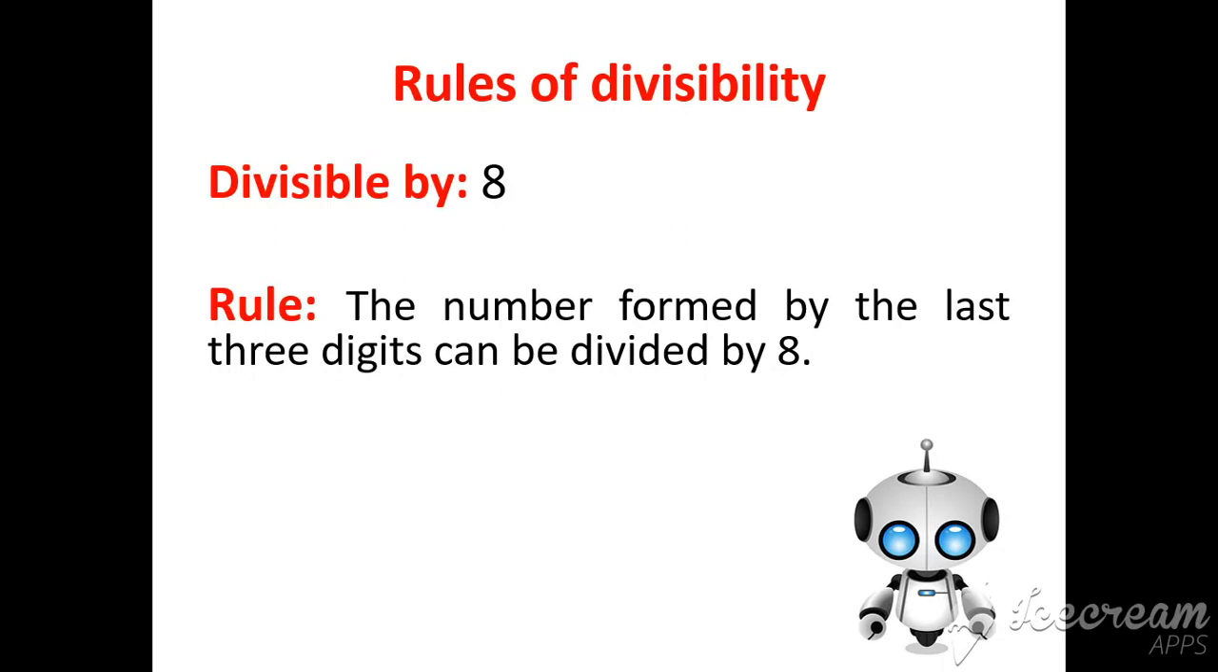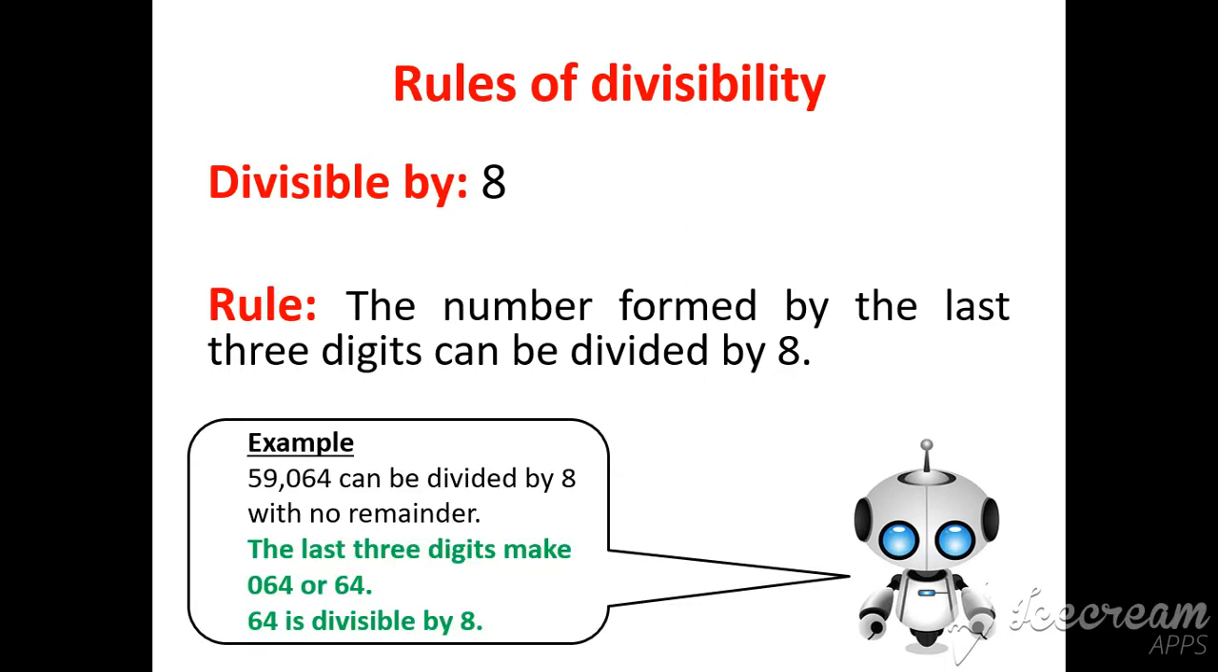Right, we skipped 7, we're moving on to 8. Let's talk about the rule for divisibility by 8. The number formed by the last 3 digits can be divided by 8. So, 59,064 can be divided by 8 with no remainder, and that's because the last 3 digits make 064 or just 64, and 64 is divisible by 8.